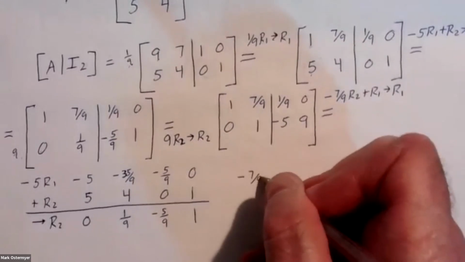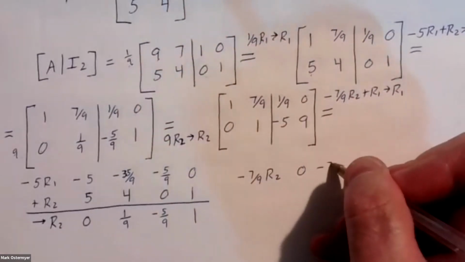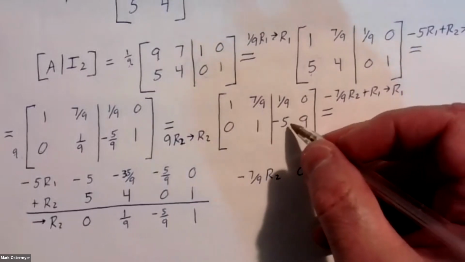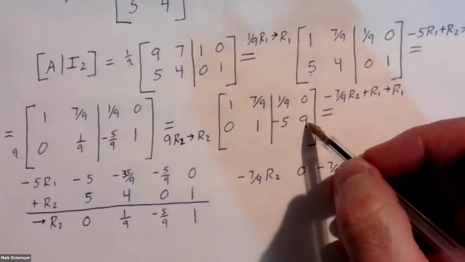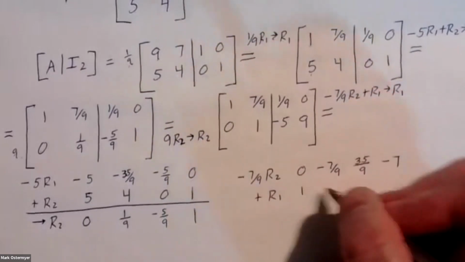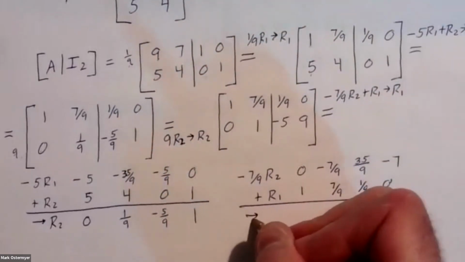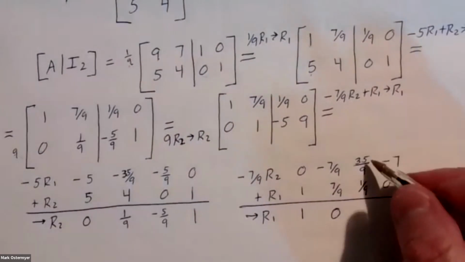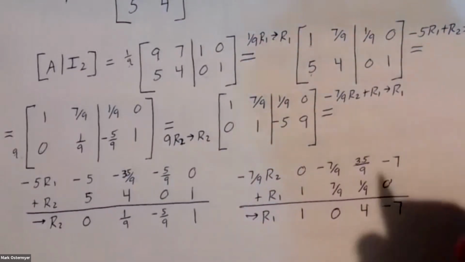I'm going to take -7/9 times row 2. -7/9 times 0 is 0. -7/9 times 1, -7/9. -7/9 times -5 is going to be 35/9. -7/9 times 9 is -7. To that, I'm going to add row 1, to form a new row 1. This gives me 36/9, which is 4. This adds up to -7. There's my new equivalent row 1.